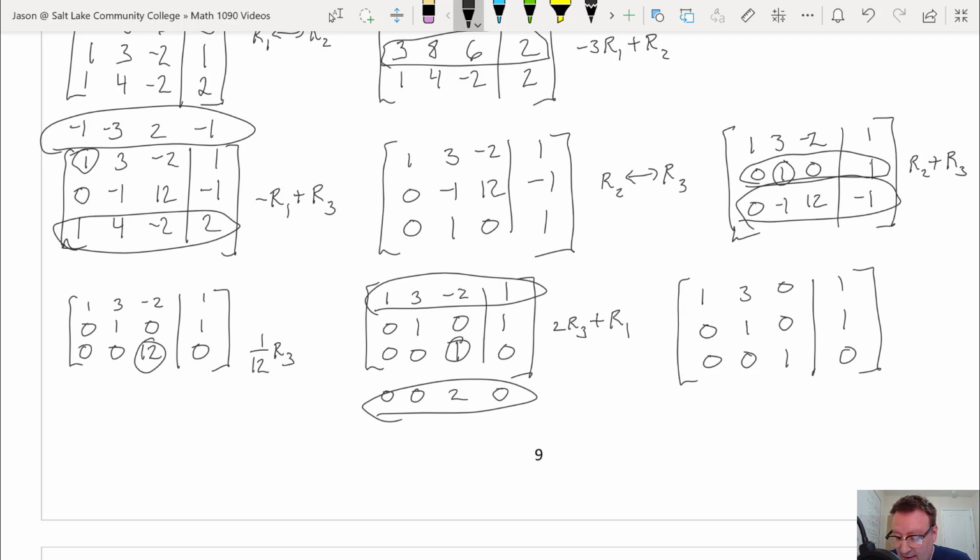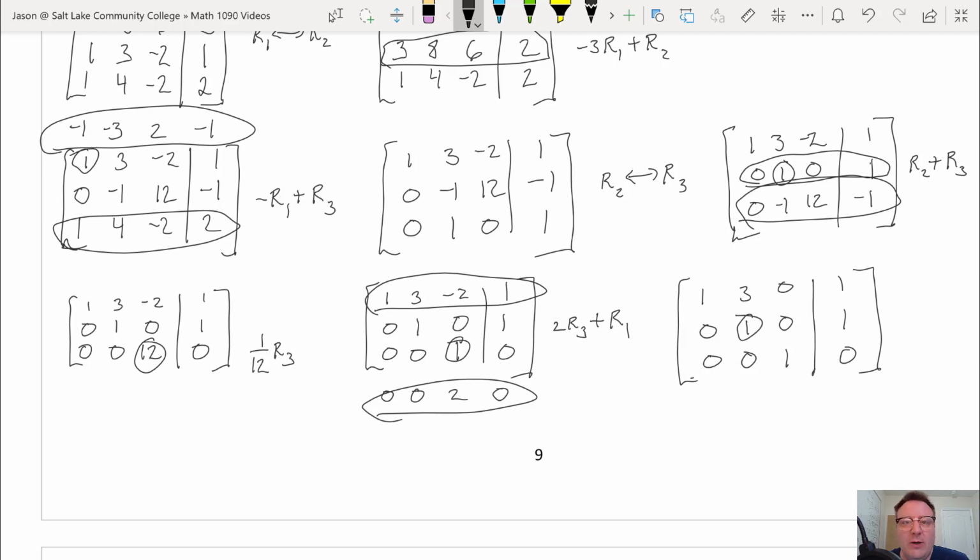The leading entry for this third row is a 1, and it's right here, and everything above it is cleared out. So we're making progress to reduced row echelon form. Now I go to the next column over, and I want to clear this 3 out and make that a 0. And what do I do to clear it out? Well, I use the pivot right below it.